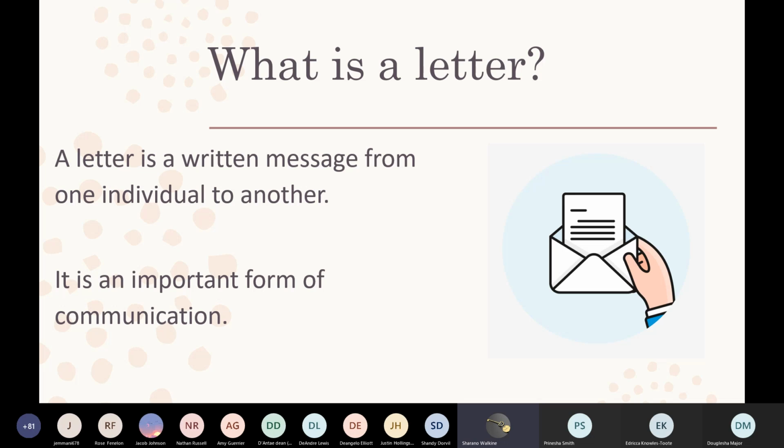But guess what? Letters are still important. We talked about that. Does anyone remember why letters are still important, even though you may not have written one ever in your life that wasn't related to school? Why are they still important? In terms of your future in particular?